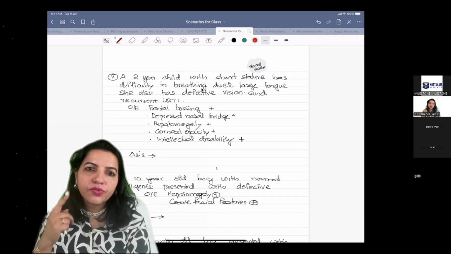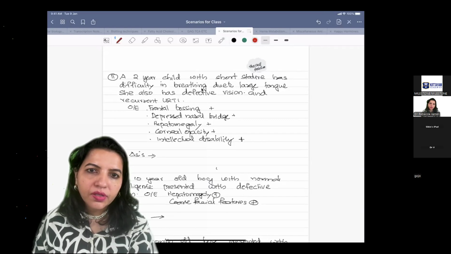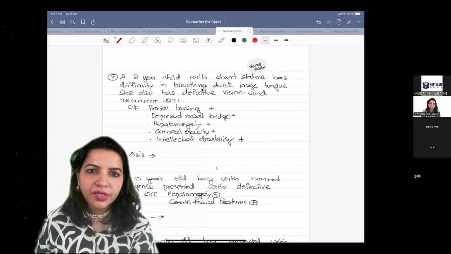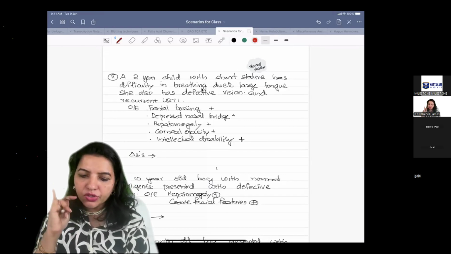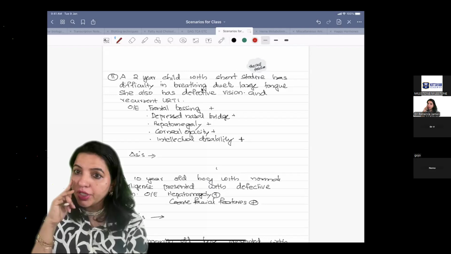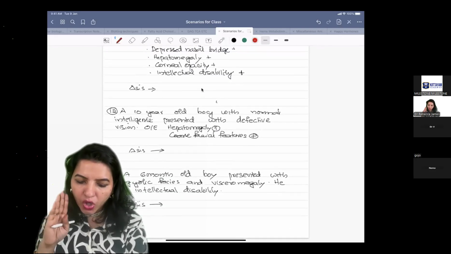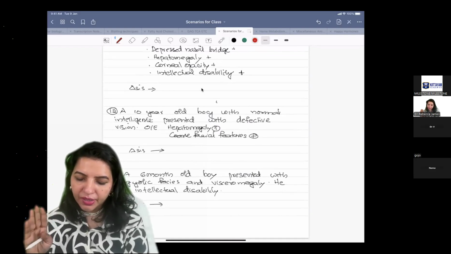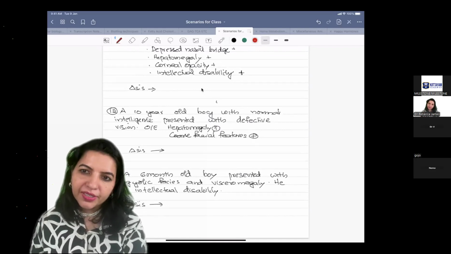So this is a case of fructose intolerance? I do agree. Hurler. Most probably it is a case of Hurler, because intellectual disability is there, corneal opacity is there. Next, a 10-year-old boy with normal intelligence presented with defective vision, hepatomegaly plus coarse facial features present. Normal intelligence.